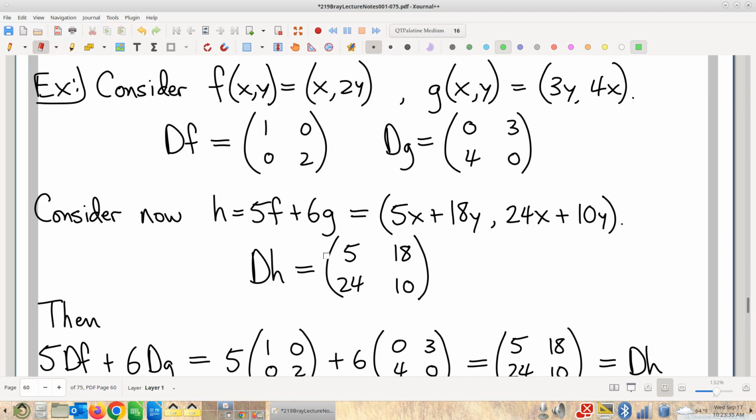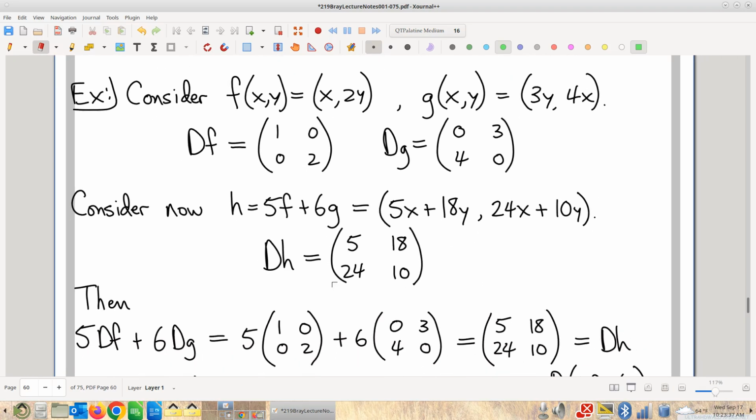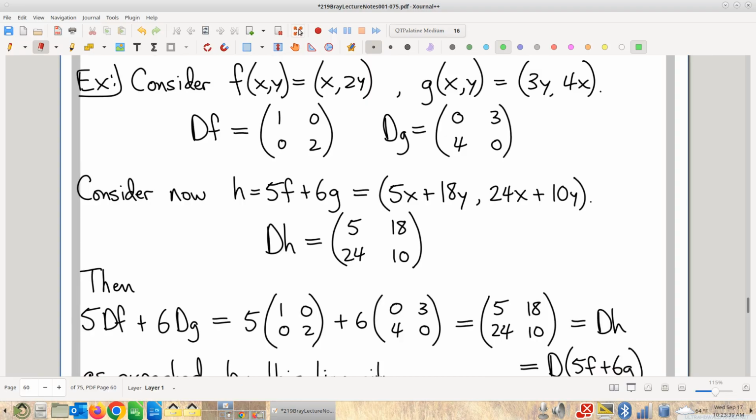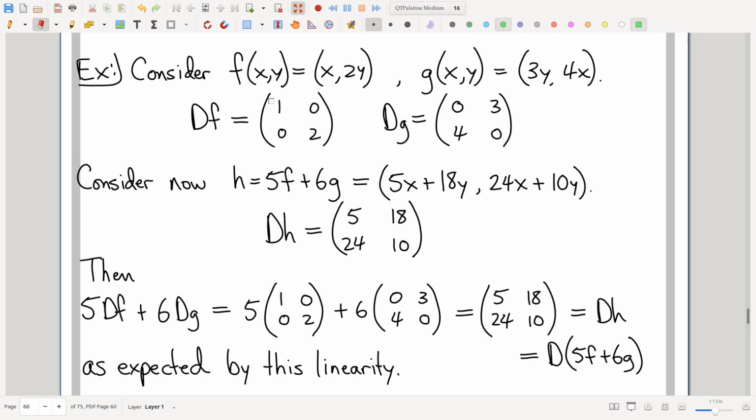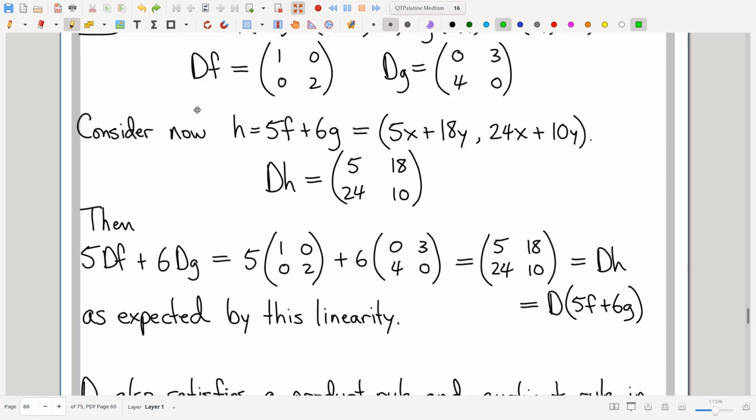Here's an example that you can look at your leisure. It details, for a specific pair of functions, how you take a linear combination of those functions. You see it right here, and how the linearity does what it's supposed to do. So that's very readable, I think. It's a good example to look through.